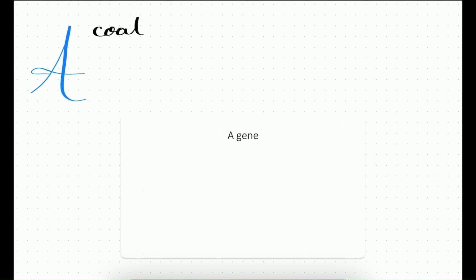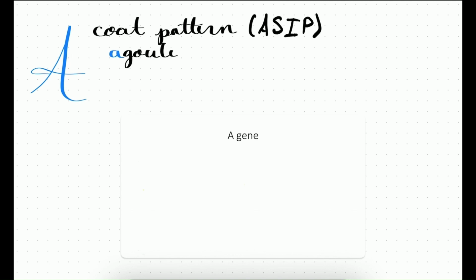Moving on to the A gene, which controls the color pattern of the coat. The A gene, scientifically known as ASIP, or agouti signaling protein gene, controls the color pattern of the coat. The A gene demonstrates complete dominance again, with the A allele being the most dominant and the little a allele being the most recessive. The A gene has 3 known alleles.